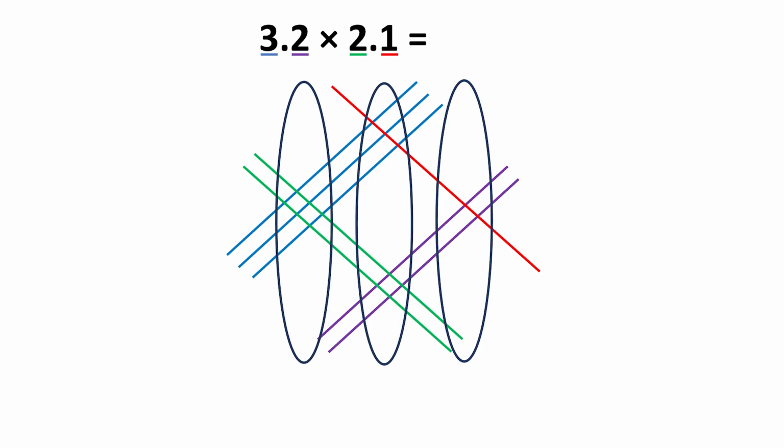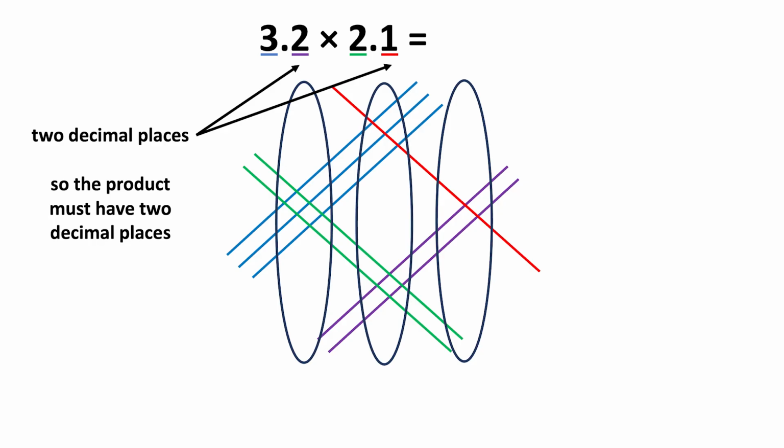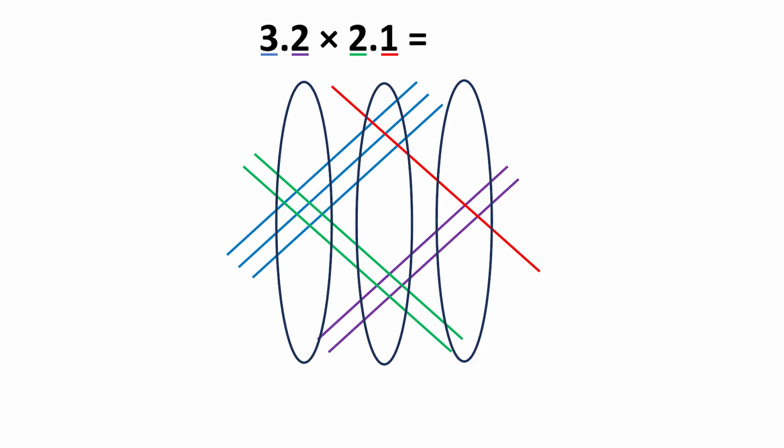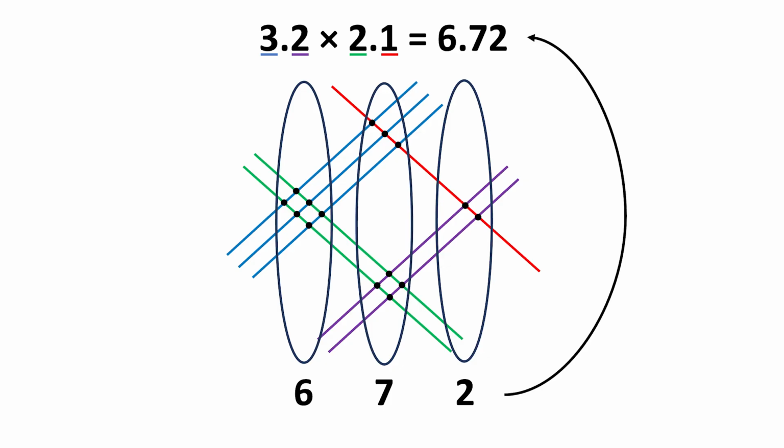3.2 and 2.1 have 2 decimal places together, so the product must have 2 decimal places. Therefore, the rightmost group of intersections will represent the hundredths place, the middle group of intersections will represent the tenths place, and the left group of intersections will represent the ones place. Of course, the decimal point will be in between the ones and tenths place. Lastly, we just count the number of intersections to see that the hundredths place is 2, the tenths place is 7, and the ones place is 6. Therefore, 3.2 times 2.1 is 6.72.